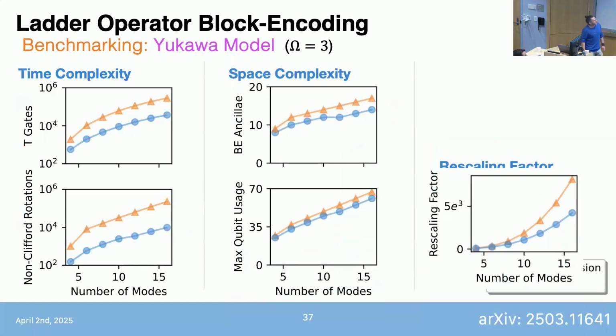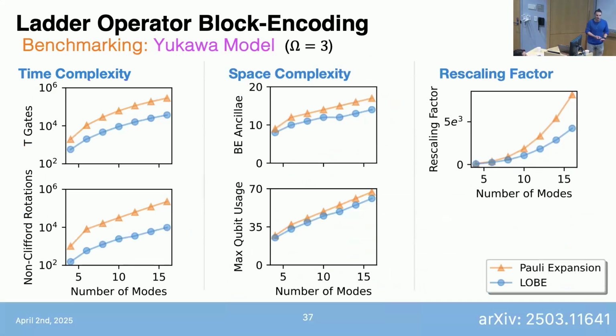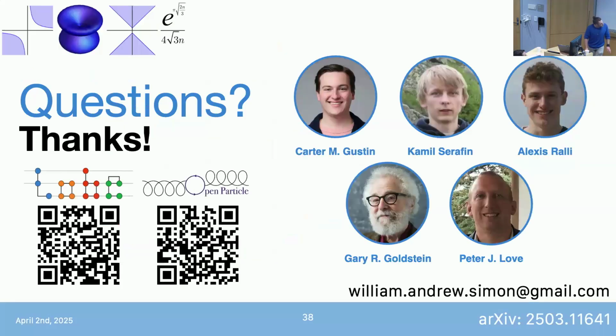And if you want to benchmark for the Yukawa model, which is a quantum field theory model, if you look at the scaling with the number of modes, which kind of corresponds to the accuracy of that model, or in analog to quantum chemistry, would be like the number of orbitals that you're using to model your electronic structure system. You can see that LOBE is slightly better in terms of all the metrics that we looked at.